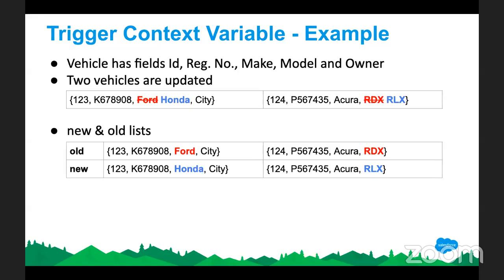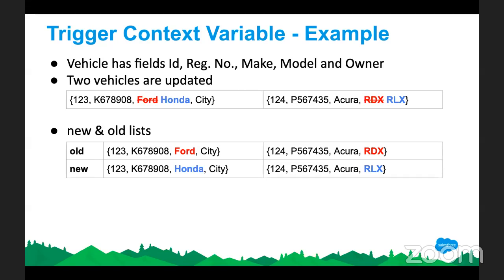So you are sure city is a product of Honda and someone has wrongly entered it. I'm going to update this Ford from Ford to Honda. That is why I have written that striked out Ford and Honda. I'm doing an update operation basically. I change Ford to Honda and RDX to RLX. These two records are going to go in one update call. Two records in one update call.